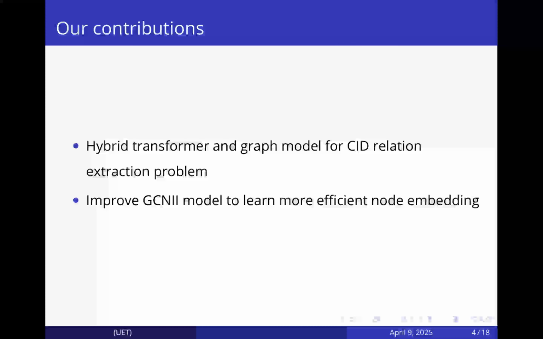Our contributions address these challenges. First, we introduce a hybrid model that combines a transformer-based method for capturing local semantics and graph neural networks for global context. And we also enhance the GCNII model to learn more efficient node embeddings. These contributions enable us to effectively extract CID relationships with improved accuracy.